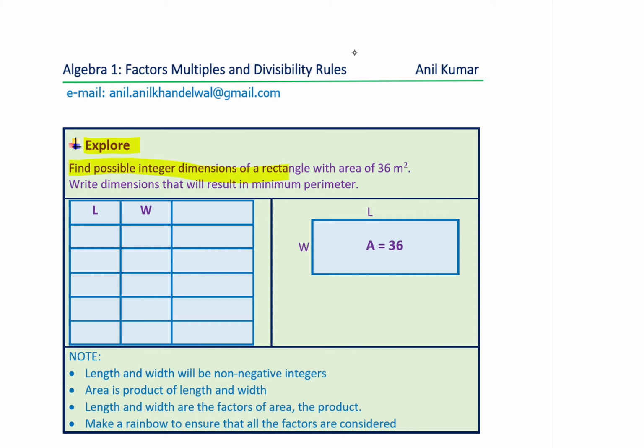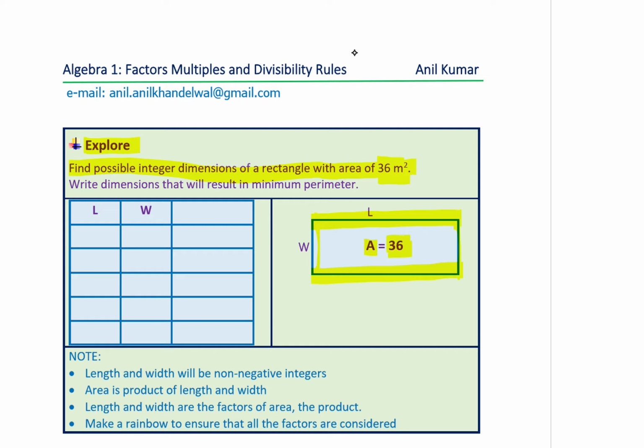Find possible integer dimensions of a rectangle with an area of 36 meters squared. That's the question for you. How can you find different values which, when multiplied, will give you 36? That is what the area is, right? We have a rectangle here, and the rectangle, as you know, has length, let it be L, and width, let it be W. When you multiply them, you get area. And what we are given here is that this area is 36 meters squared. What could be the length and the width?